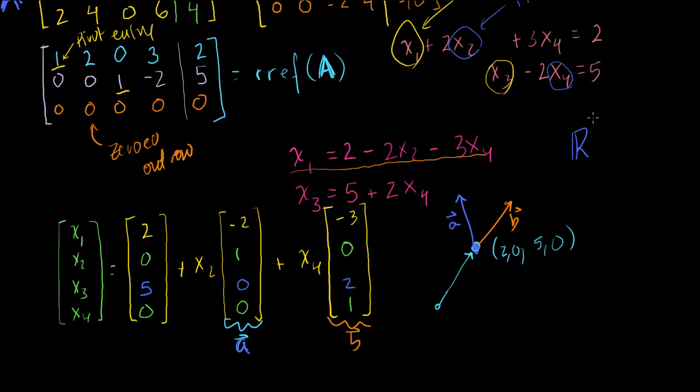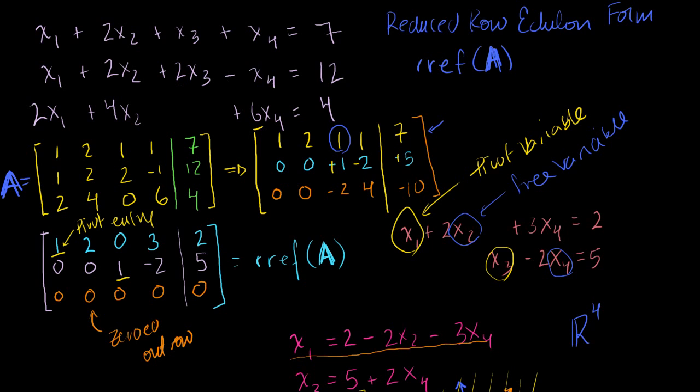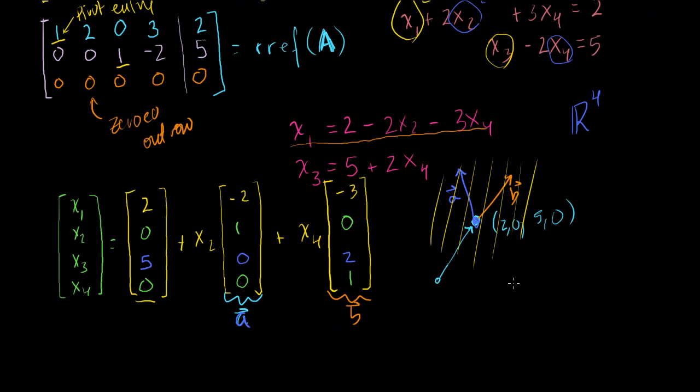Let me write that down. We're dealing in R4. But linear combinations of A and B are going to create a plane, right? You can multiply A times 2 and B times 3, or A times -1 and B times -100, and you can just keep adding and subtracting these linear combinations of A and B. They're going to construct a plane that contains the position vector, or the point 2, 0, 5, 0. So the solution for these 3 equations with 4 unknowns is a plane in R4.